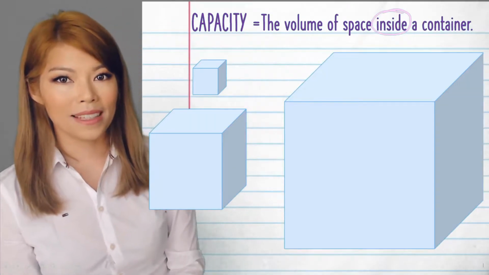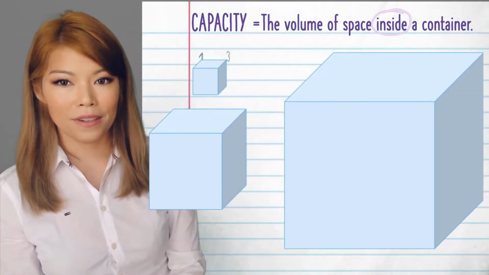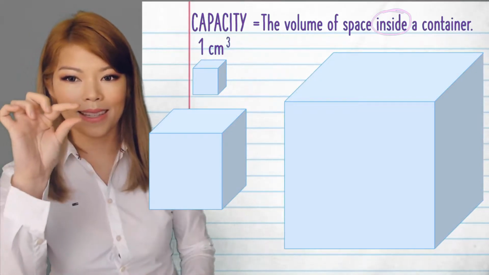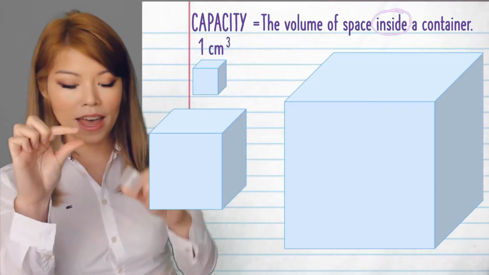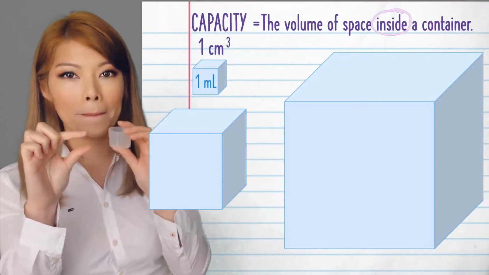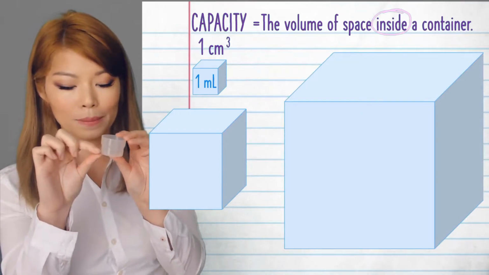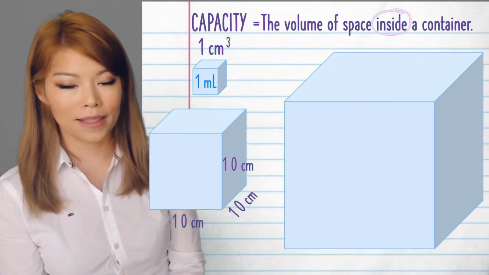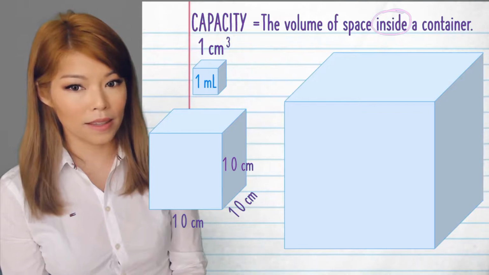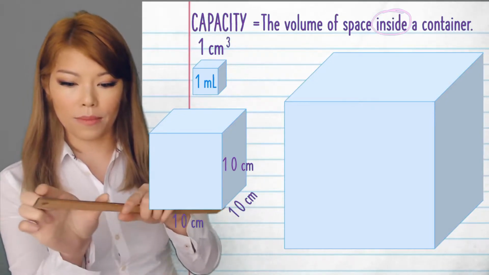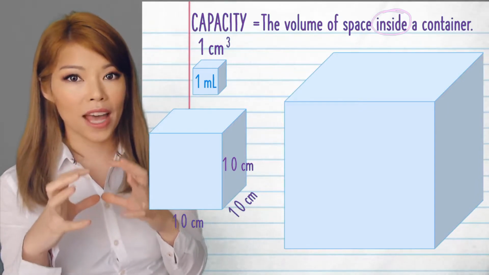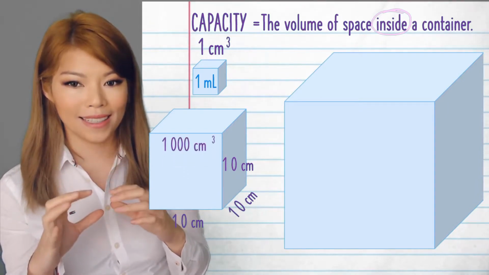So with capacity, we have to learn a few units. First of all, 1 centimeter cube. 1 centimeter cube is a tiny amount, and that is the same as 1 mil, exactly 1 mil. Whereas when we talk about 10 centimeters by 10 centimeters by 10 centimeters, that is about that amount of space. So that is exactly 1 liter.